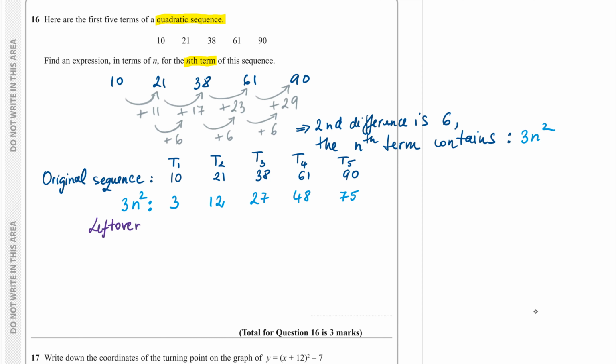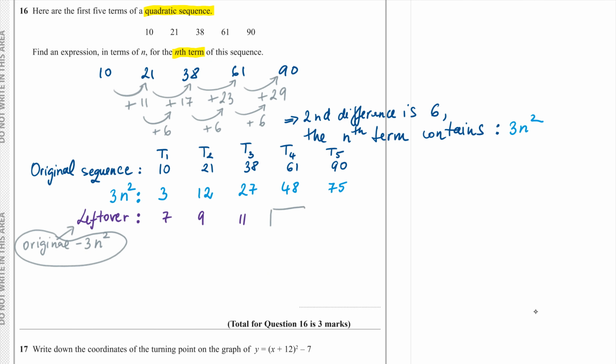To work out the leftover, we do original minus 3n squared. 10 minus 3 is 7, 21 minus 12 is 9, 38 minus 27 is 11, 61 minus 48 is 13, 90 minus 75 is 15. The leftover sequence is a linear sequence.